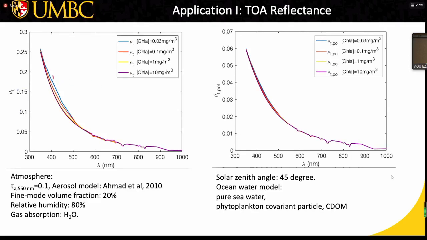For example, here in the top left figure, you see the total reflectance at TOA for different chlorophyll concentrations. In this range, you see the difference based on different chlorophyll concentration. So that's what all ocean color remote sensing is based on. But if you look at the polarized reflectance, the difference is much smaller. That means that polarization information is very limited for ocean color remote sensing. However, if we use the polarization information to characterize the aerosols in the atmosphere, we can do better atmospheric correction.